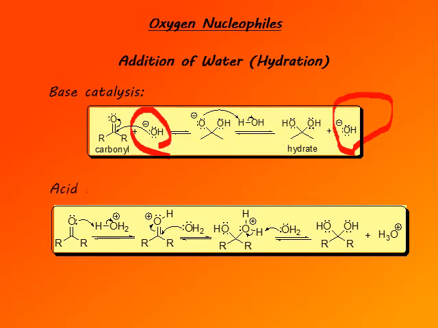Under acidic conditions, reaction is again catalytic, and under acidic conditions, first step is protonation. So carbonyl group is protonated to give oxonium ion. Protonated carbonyl group is much more reactive compared to ordinary carbonyl group and can react with weak nucleophile such as water. Water is relatively weak nucleophile.